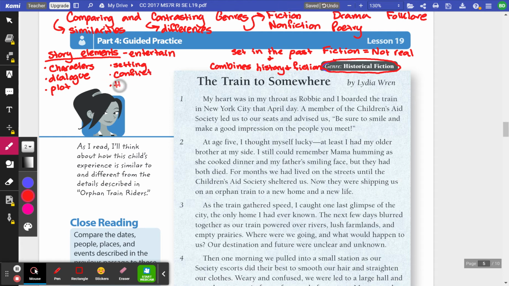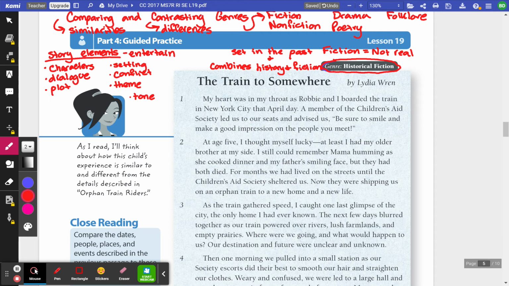And we know that you are also going to have theme, right? Which is the lesson that the main character learns. And we know anytime we are looking at a passage like this, anything fictional, you can always figure out the tone of the passage as well. So now that we have talked about a few elements of historical fiction, and how it combines those historical details with things that are fiction, let's go ahead and start looking at our passage.